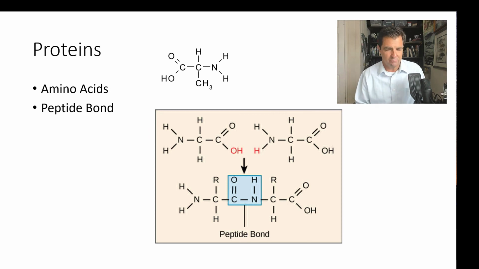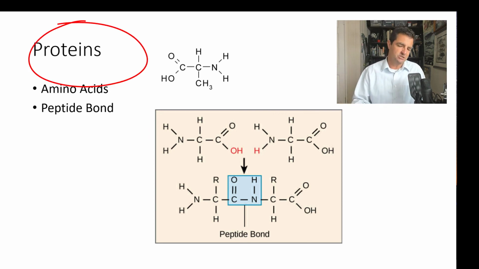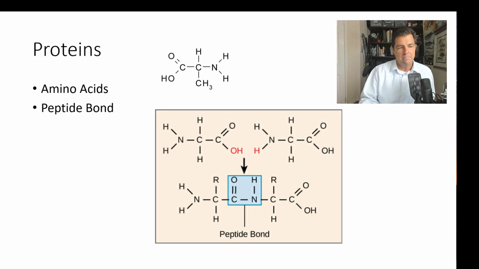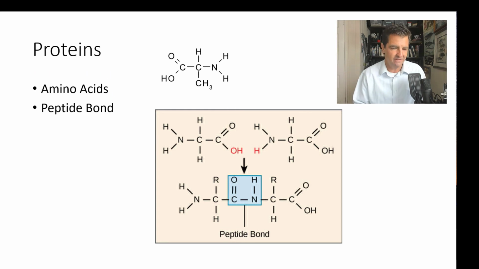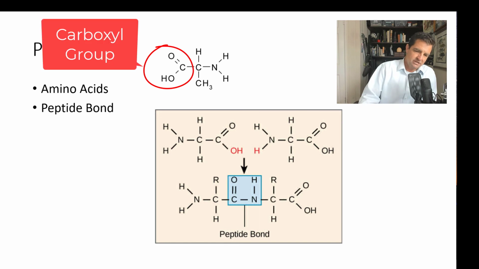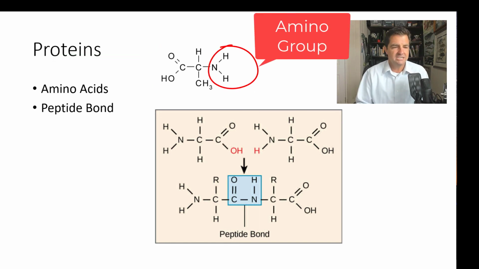Next group is proteins, and we'll go into more detail on proteins as we talk about how they function. Basically, proteins are made out of smaller monomers, small subunits called amino acids, and amino acids are molecules that have a carboxylic group and an amino group, and you can see that here and here.